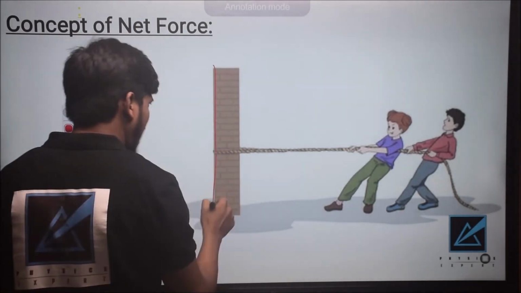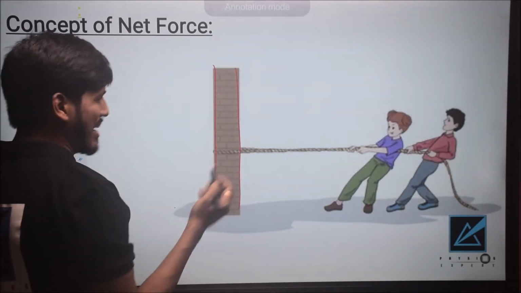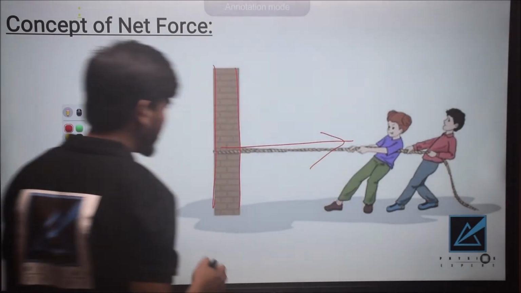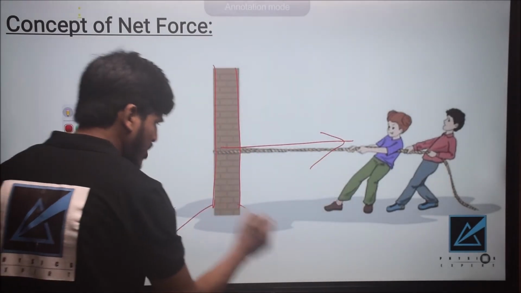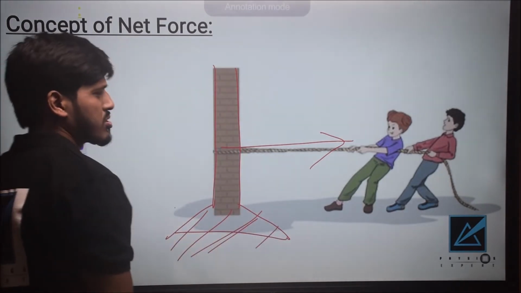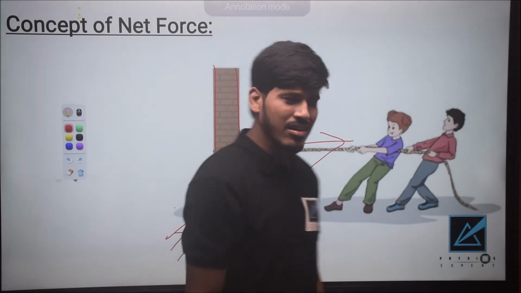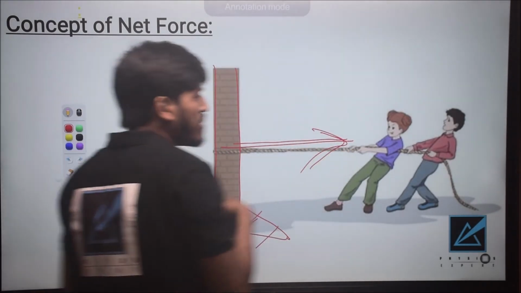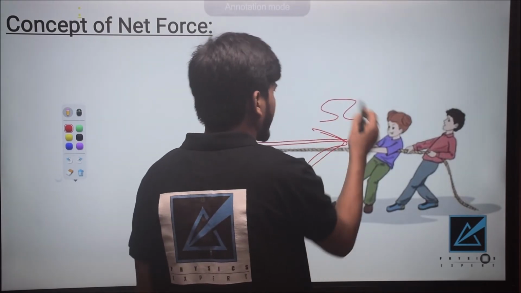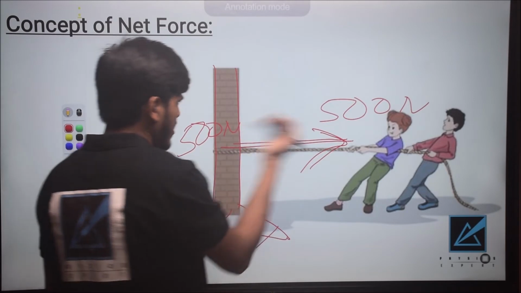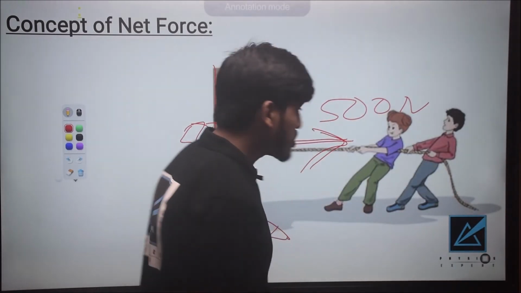This tower, suppose, or wall, or any object. Now they are exerting force. Suppose it's a pillar, so obviously there is a force from the ground. It is tightly bounded here, right? Now they are exerting force, and suppose they exert 50 Newton force, and it is also exerting the same 50 Newton force, then it will not move in their direction.